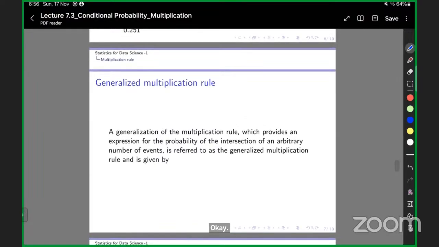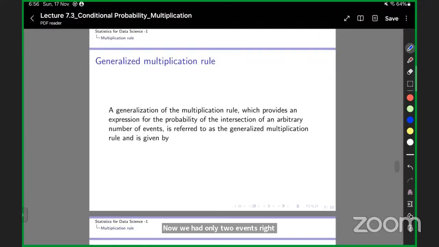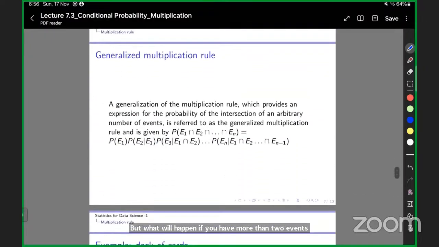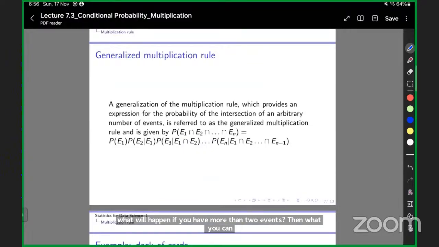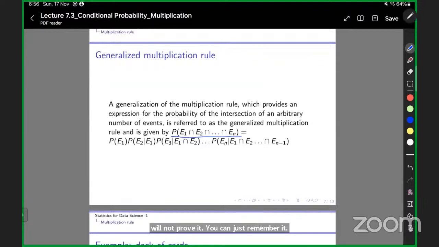So there's something called the generalization of the multiplication rule. Now we had only 2 events, right? But what will happen if you have more than 2 events? What you can do is, we will not prove it, you can just remember it. Let's say we have several events with intersection: P of E1 intersecting with E2 with E3 and so on.